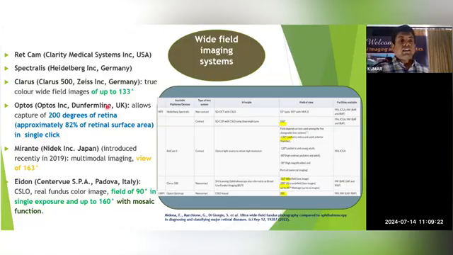In a single click. Then Optos, which can capture up to 200 degrees of the retina, which is approximately 82% of the retinal surface. Then there is another system called Mirante, which was launched in 2019. It can give up to a view of 163 degrees of the retina. And another system recently launched is Iden, which gives a field of view of 90 degrees in a single exposure and up to 160 degrees with the mosaic function.